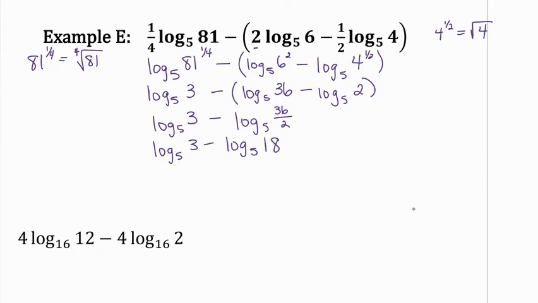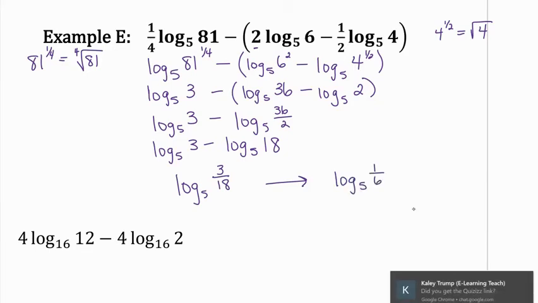And now I've got another subtraction of logarithms here. So I'm again going to condense that down to 1 and divide my 2 arguments. So that would be log base 5 of 3 divided by 18. And then I can simplify that fraction. So I would get log base 5 of 1/6. There we go. Okay.